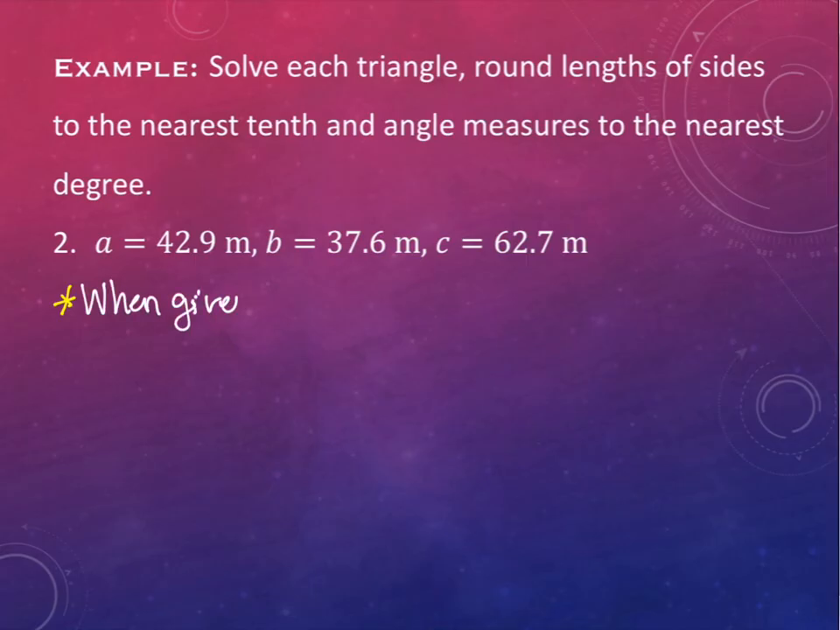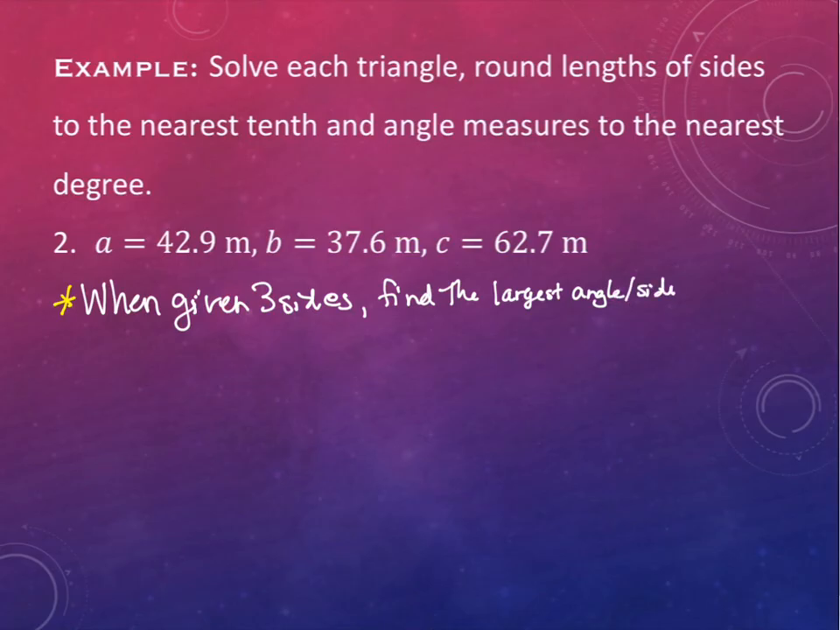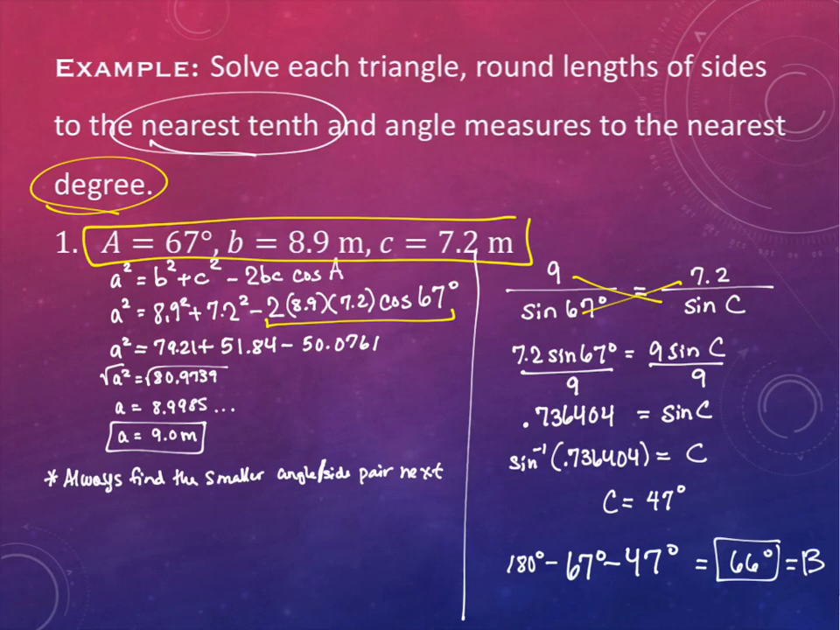When given 3 sides, find the largest angle first. I'm just going to call it like that. Why am I going to find the largest angle first when before I found the smallest angle first? Over here, I found the smallest angle first because I was dealing with sine. The law of sines ambiguous case happens because it's sine.